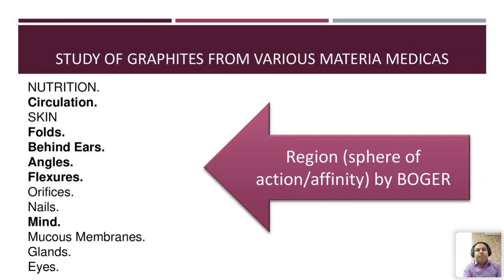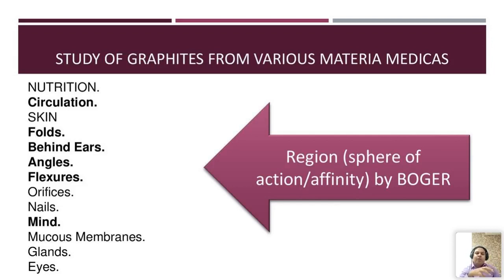So we are moving towards the sphere of action given by Dr. C.M. Boger in his book, Synoptic Key. The most authoritative book for sphere of action is Boger's Synoptic Key. And I would like to mention one point. Just as potentization arouses dormant medicinal properties, potentization also develops certain very peculiar affinities towards certain organs, towards certain tissues, and not just certain sites and certain organs. So you'll be surprised.